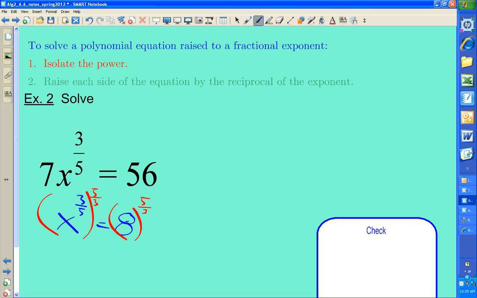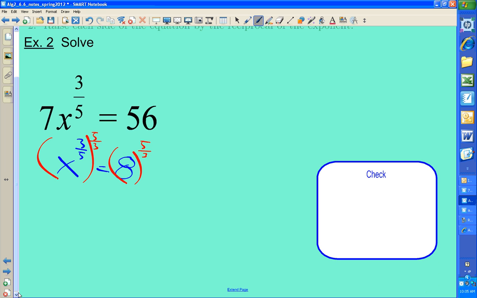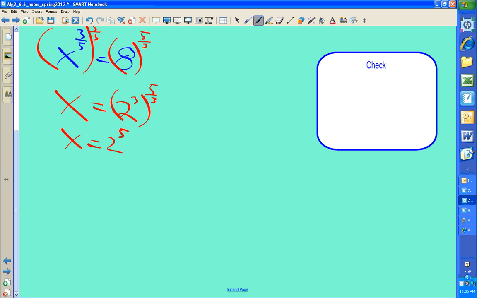When you multiply your powers here, what do we end up with on the left? 1 x. How can I rewrite 8? 2 cubed. If I just want to rewrite the 8 as 2 cubed, almost all the time, and for sure on the test, 3 times 5 over 3, they're going to cancel. And you're going to end up with x equals 2 to the 5th, better known as 32.